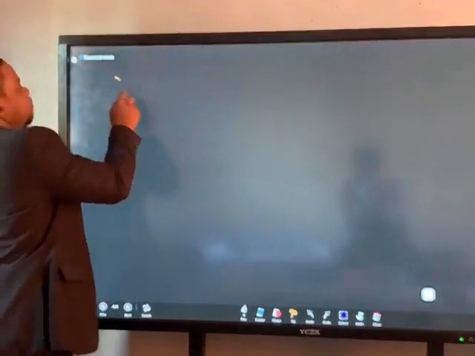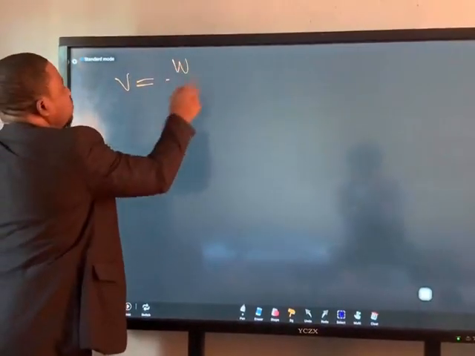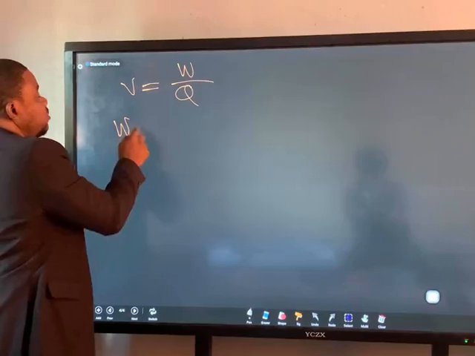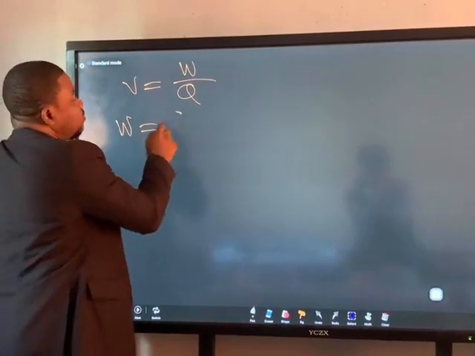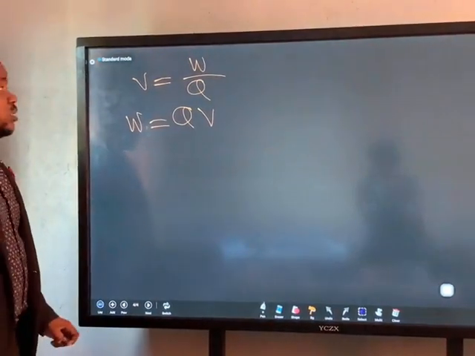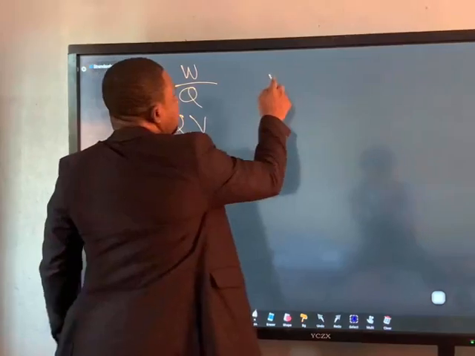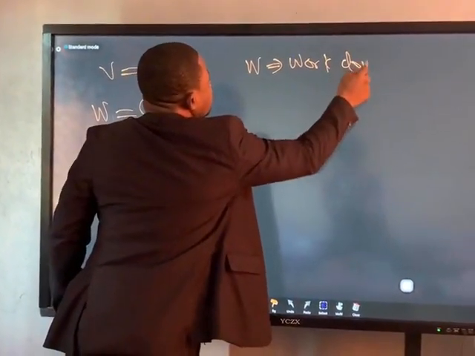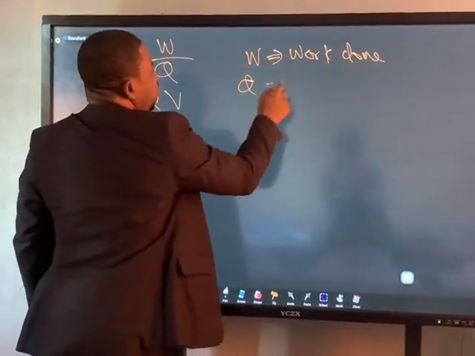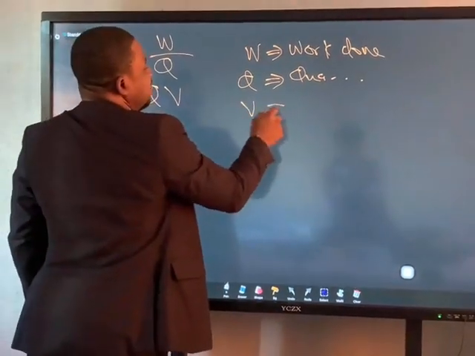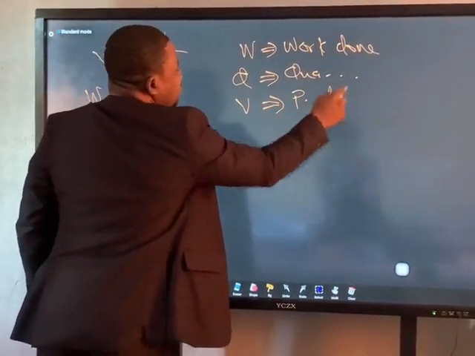So if I tell you that potential difference is equal to work done per unit charge, the work done over charge, it's going to mean that work done is equal to the quantity of charge times the potential difference. Note that W refers to work done. This is the quantity of charge, and this is the potential difference.